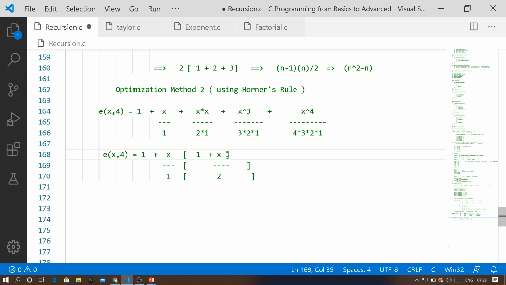Now let us concentrate on the next term, plus. When you take x outside from this term, what will happen? You will have x square remaining, because this can be rewritten as x multiplied by x multiplied by x. When you take one x outside, you will have two more x there, where x multiplied by x is x square.